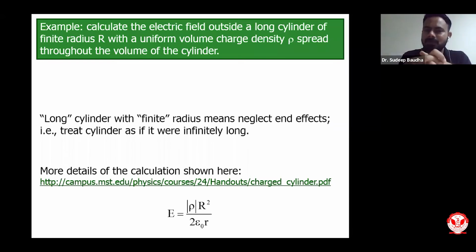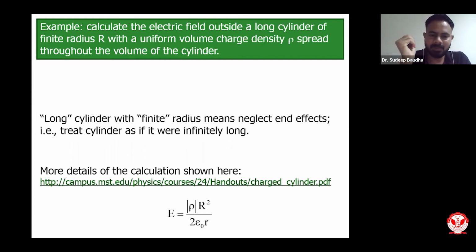So we are going to calculate the electric field outside a long cylinder of finite radius R with a uniform volume charge density rho spread throughout the volume of the cylinder. So now this is the case where we are going to calculate the electric field intensity for a long cylinder which has a finite radius R with a uniform volume charge density rho spread throughout the volume of the cylinder.